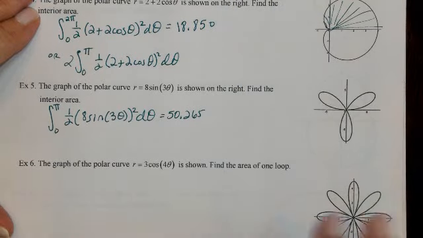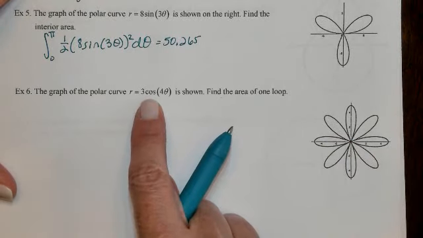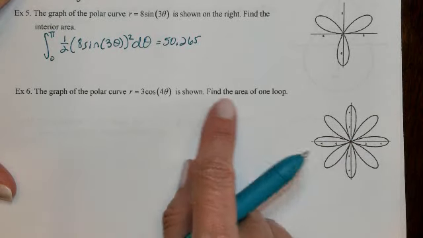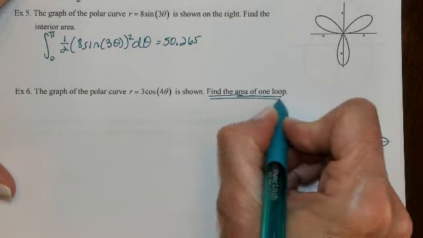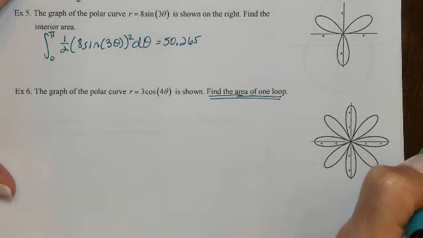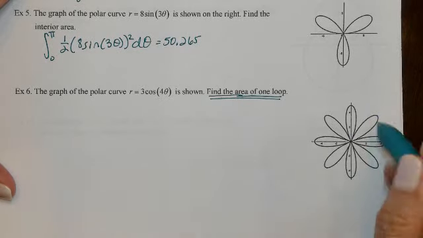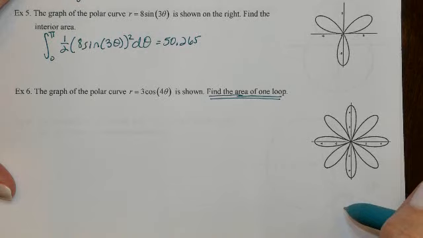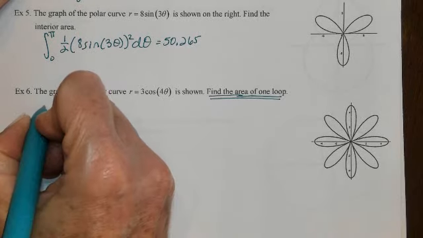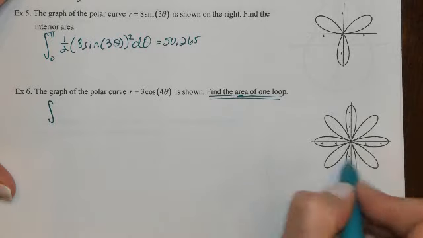All right, next up. The graph of the polar curve r = 3 cosine of 4 theta is shown. Find the area of one loop. Find the area of one loop. So this is one where in class I'll ask, hey, how do you think we should do this? Usually people say, oh, we can just find the area of the complete thing and then divide it by 8 because there are 8 petals. I'm like, that works. Let's do it. So let's find the area of the entire thing, the entire interior area.